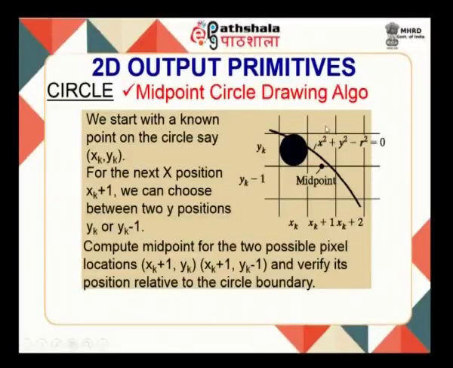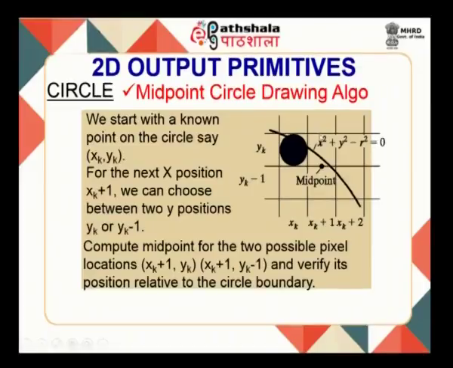So, the x coordinate is xk plus 1, but for the y coordinate we have to decide among yk and yk minus 1, because the circle is coming down in this octant. The circle has a negative slope and y values keep reducing while x values keep increasing for this particular octant. So, for the next x position, we have to choose whether to pick the yk position or the yk minus 1 position. How do we pick whether the next y coordinate is yk or yk minus 1? It is based on the position of the midpoint relative to the circle boundary.